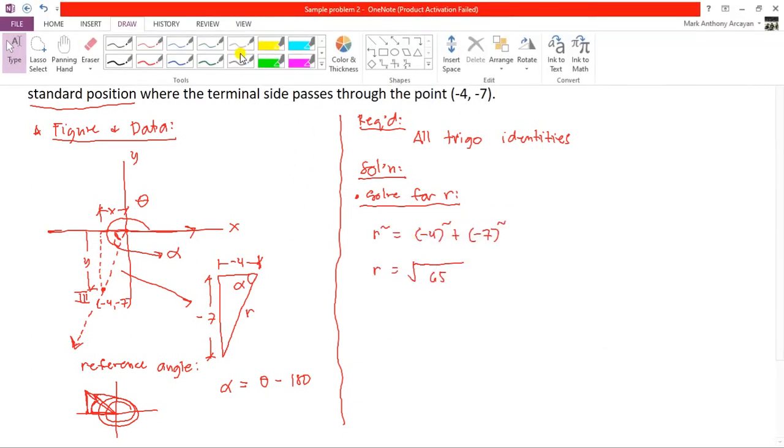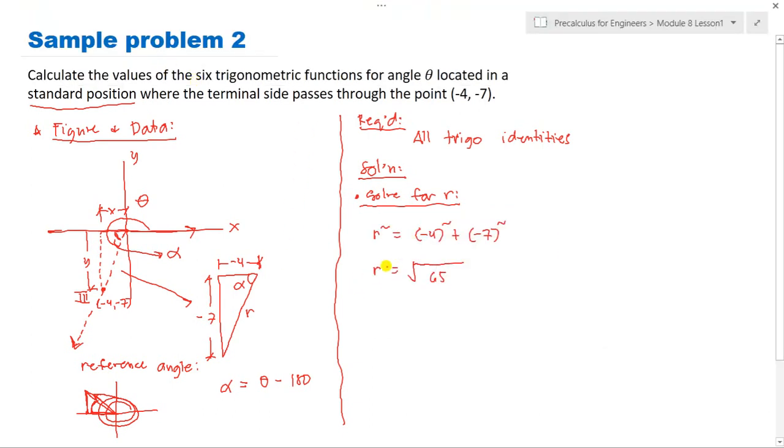Okay, so let's continue. Since we already have a value for our radius, then we can now solve for the six trigonometric identities. Okay, so let's start with the cosine. Cosine of theta is equal to x. Our x here is negative 4, all over the radius, that is square root of 65. So it must first be rationalized. That is equivalent to negative 4 square root of 65 all over 65.